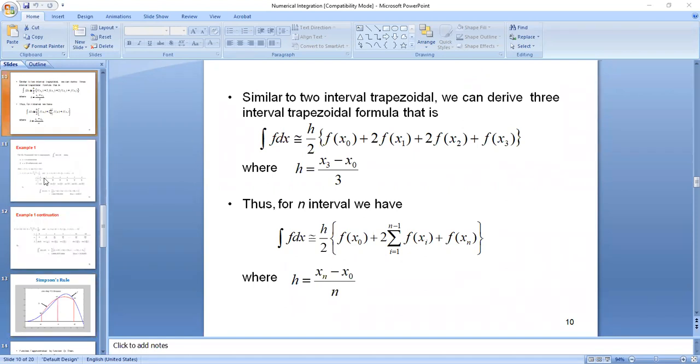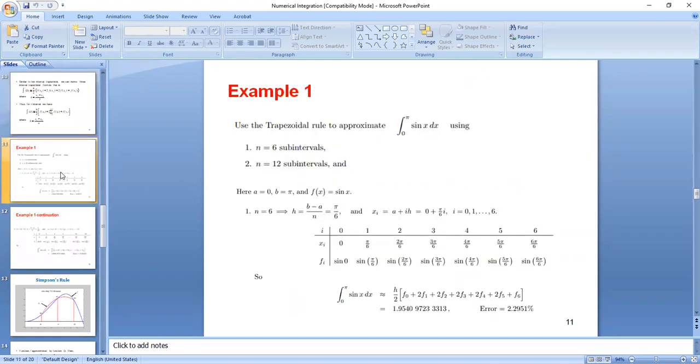So, example 1. I project, let me know if it cannot be seen so that it will appear bigger in class. Okay, I hope you can see example 1.